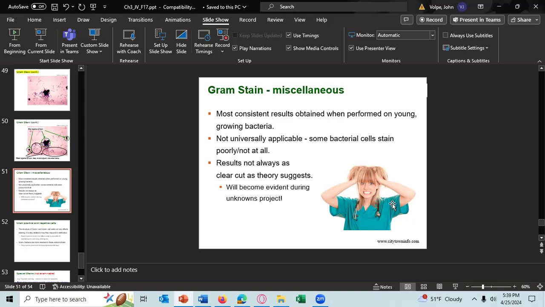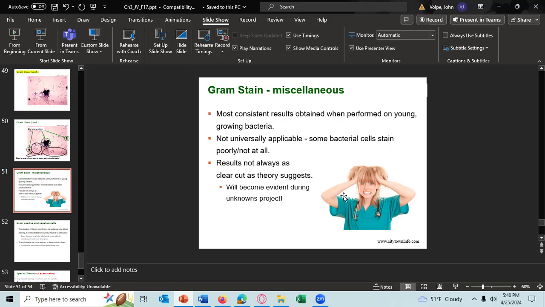The gram stain is not universally applicable. Some bacteria cells stain poorly or not at all. It's usually the mycobacteria that stain poorly, and that's because they have mycolic acid in their cell wall. Mycolic acid resists water or anything dissolved in water, like the crystal violet. And so the cells usually stain lightly, meaning kind of poorly, but they do stain. At least all of the mycobacterium I've looked at.